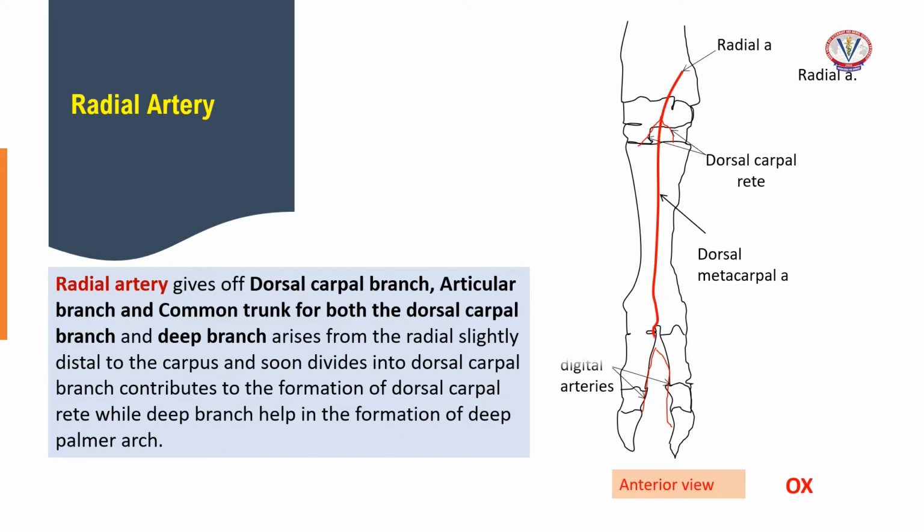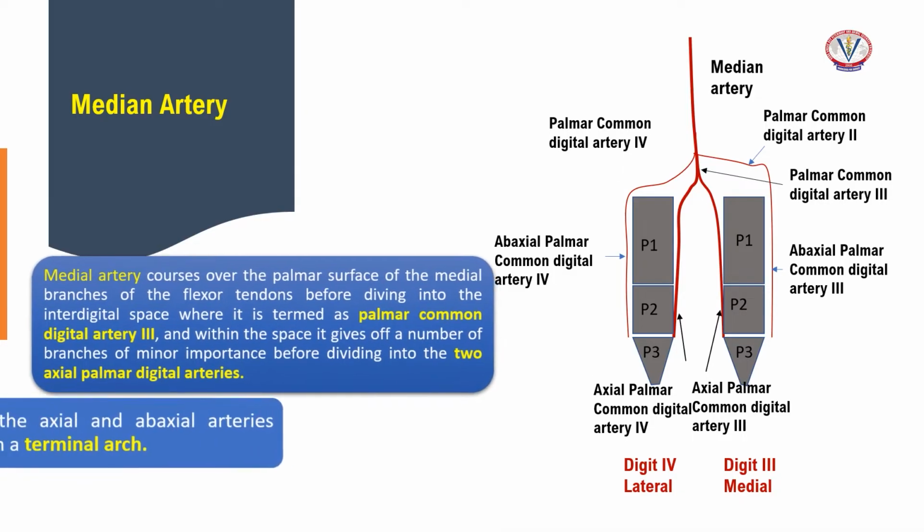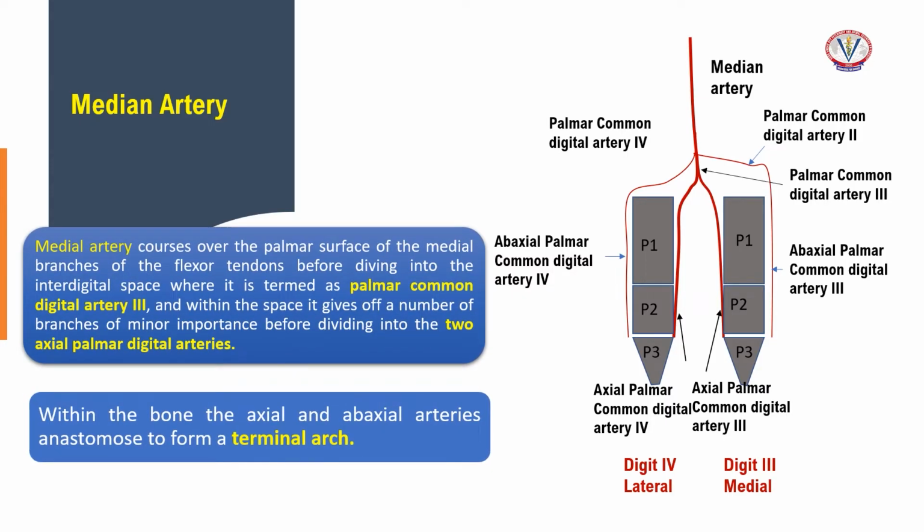the third phalanx. The median artery courses over the palmar surface of the medial branches of the flexor tendons before diving into the interdigital space, where it is termed the palmar common digital artery 3, and within the space it gives off a number of branches of minor importance before dividing into the two axial palmar digital arteries. Within the bone, the axial and abaxial arteries anastomose to form a terminal arch.